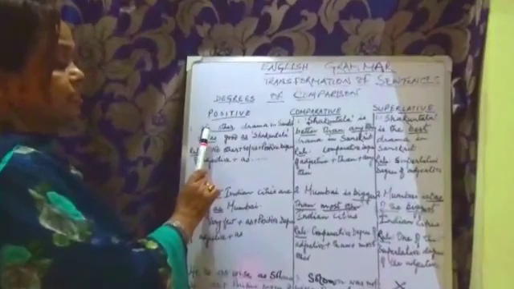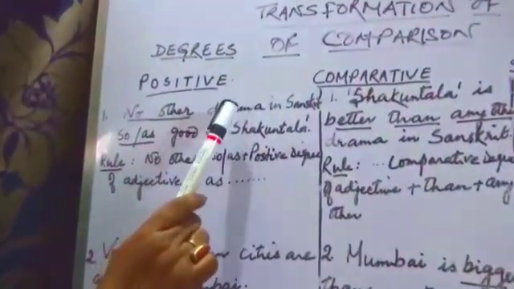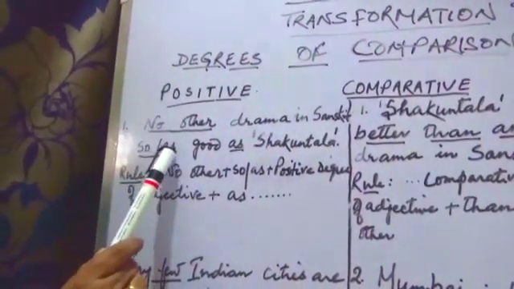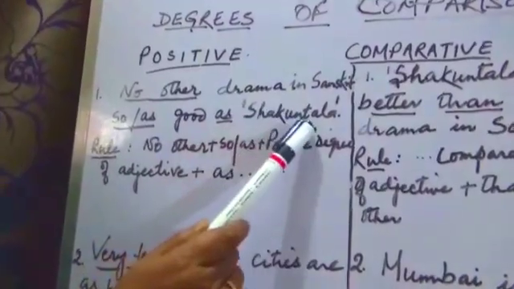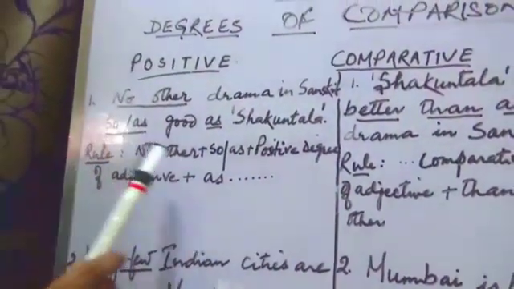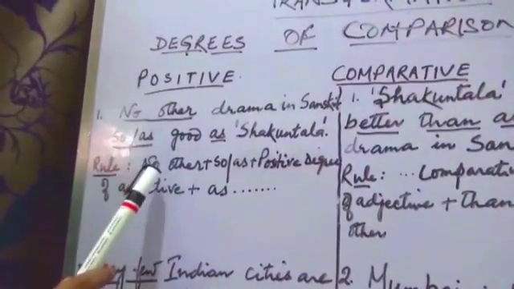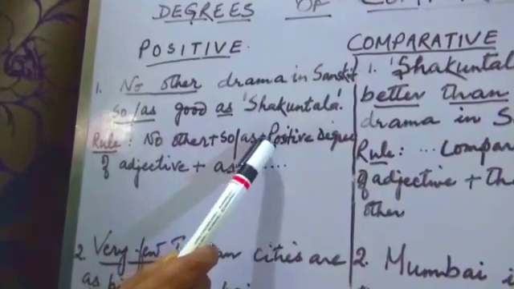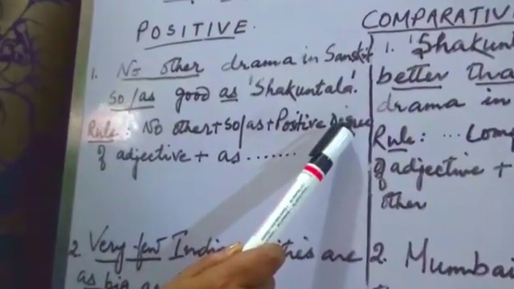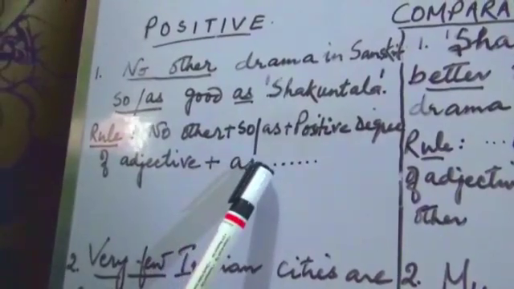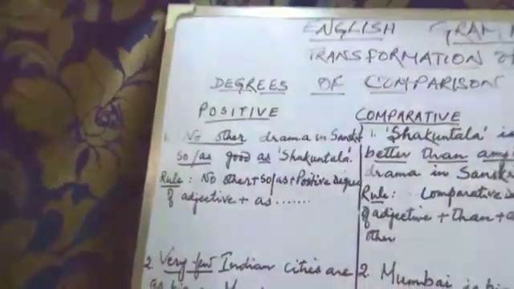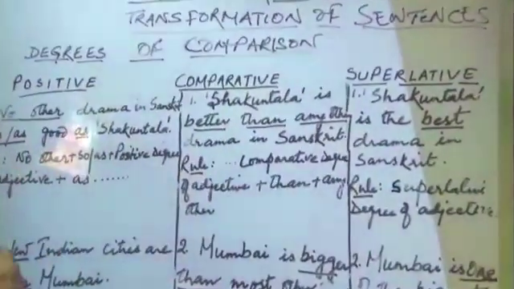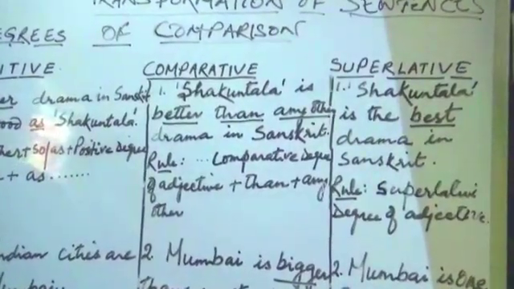Now, suppose there is a sentence: No other drama in Sanskrit is so or as good as Shakuntala. Now what is the form of the sentence? See, I have used no other plus so or as plus the positive degree, or the first form of the adjective, plus as and then the rest of the sentence. Now, in comparative degree, how should you do it, without changing the meaning of the sentence?